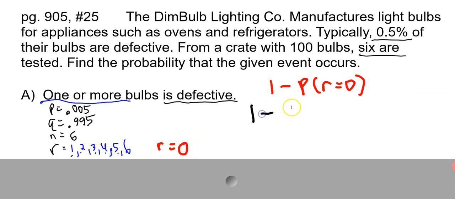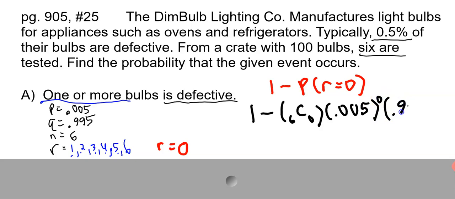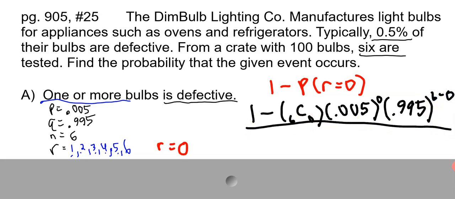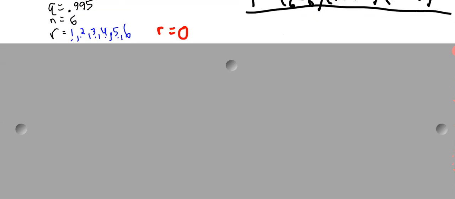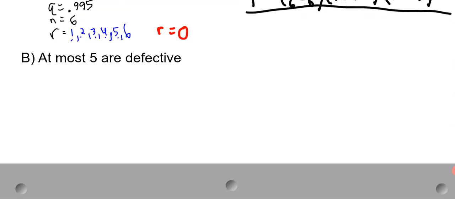So 1 minus, then you would just use nCr. What is it? 6 choose 0 times P to the R, which is 0.005 to the 0, times 0.995 to the N minus R, which is 6 minus 0. So if you type that in your calculator, you'll get the right answer. It's just a lot faster. Let's look at one more to make sure we know what we're talking about here.